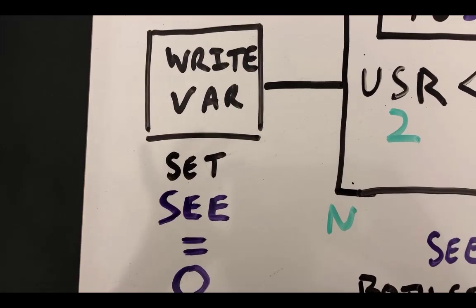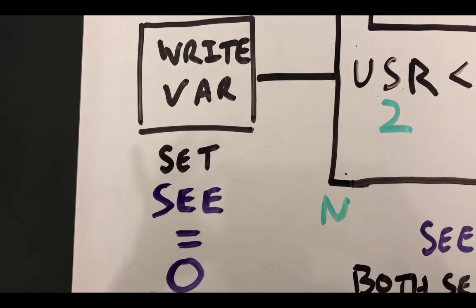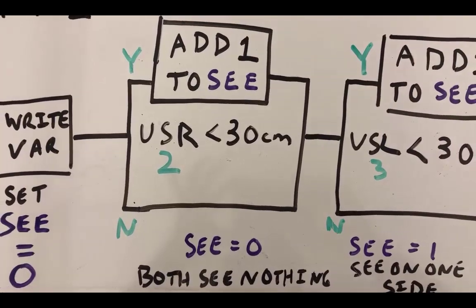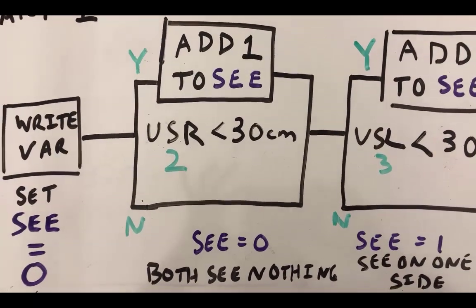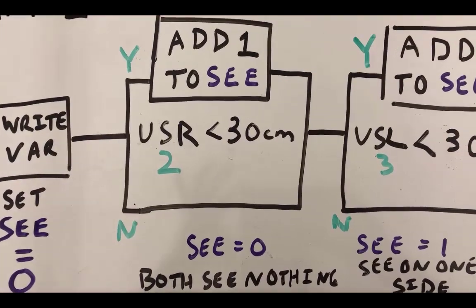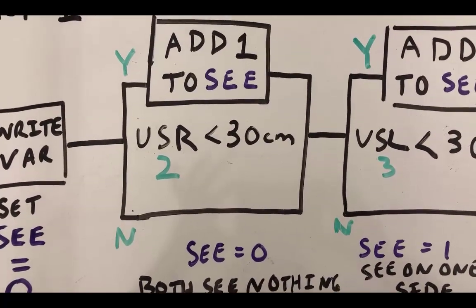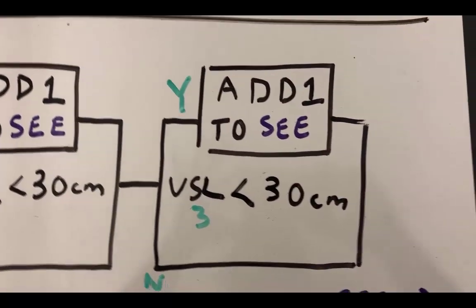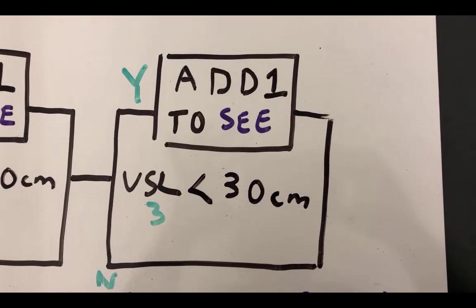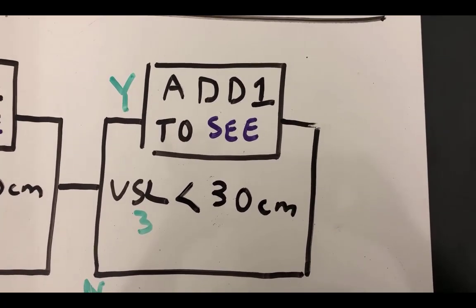So the first thing I'm going to do is set a variable. I'm going to call it C, and I'm going to set it to 0. The next thing I'm going to do is introduce a switch, where I'm asking the ultrasonic sensor on the right, are you less than 30 centimeters? Basically, is there anything on the right side? If there is, add 1 to C. Then I'm going to go and ask the left side, do you see anything less than 30 centimeters? If so, add another 1 to C.